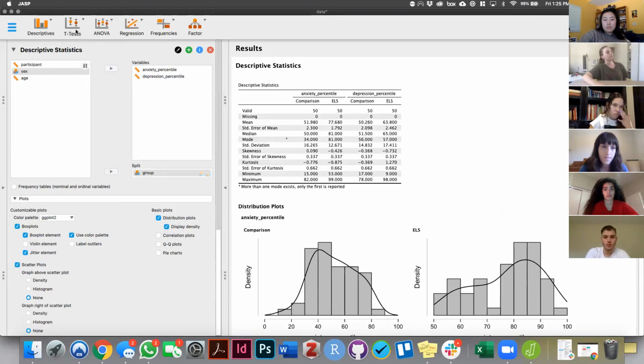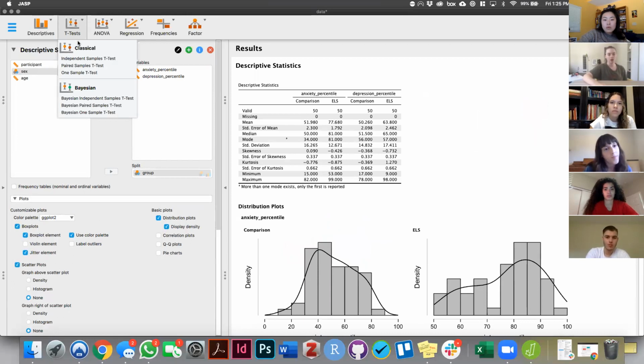So if we wanted to add a test, say we wanted to do, like we did in R, an independent samples t-test between the 2 groups for anxiety. Independent would be like we have 2 separate groups of people, ELS and comparison. Paired would be like if we had the same people over time, like we had some kind of treatment and we wanted to test before and after the treatment.